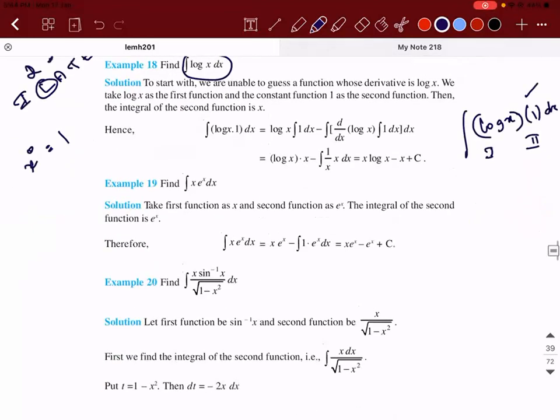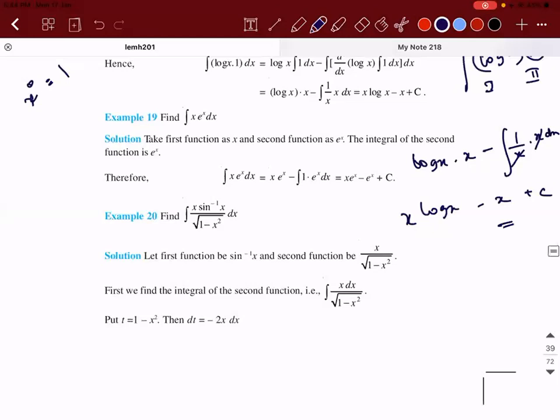So what will the answer be? First function into integral of second, minus integral of derivative of first into integral of second: x into log x minus x plus c. So x into log x minus 1 by x. The derivative of log x is 1 by x, into the integral of this, which is x. So this will get cancelled. So x into log x minus x. So x into (log x minus 1). Correct?